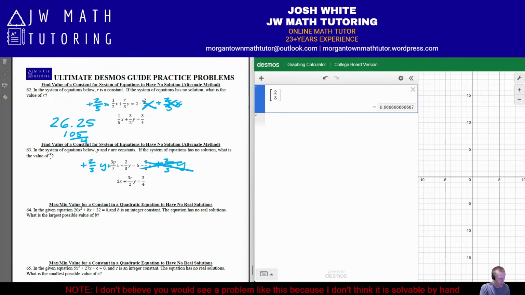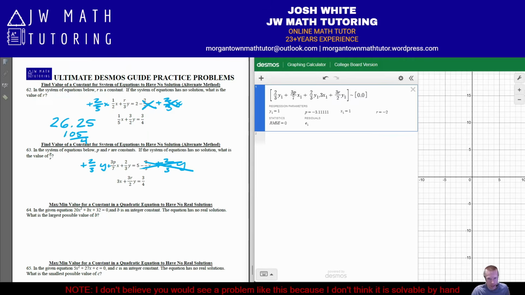So the top, 2/3 y1 plus 3p/7 x1 plus 2/3 y1. That's all we want on the left side with the x and y terms. And then the bottom one, 3x1 plus 3r/2 y1. That's it. That's already set up, x and y terms on the same side. And then 0, 0. All right, so now we have our values for p and r.